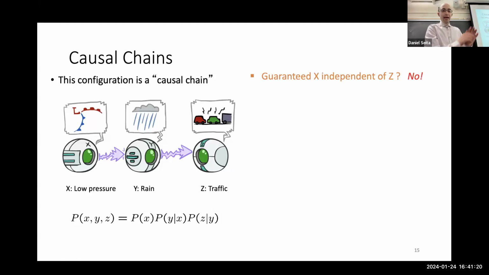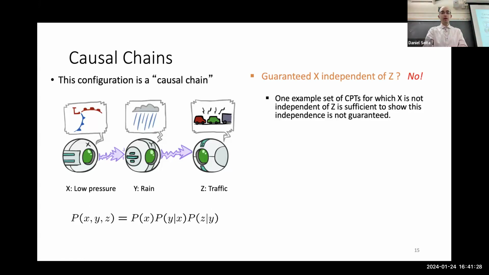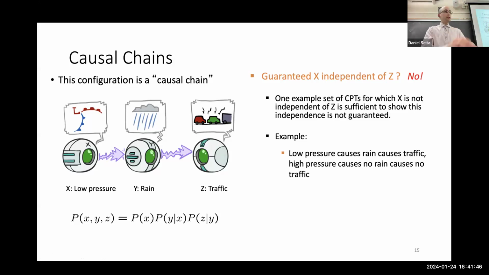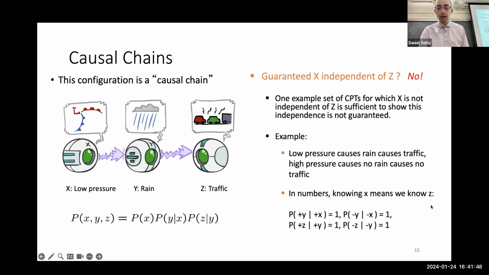Going back to something we already covered, X is independent of Z. We are not guaranteed that. The way you can show that is you just need one example of a conditional probability table for which X is not independent of Z. So the example here is if you have these numbers, then you're not going to satisfy the rule for independence.